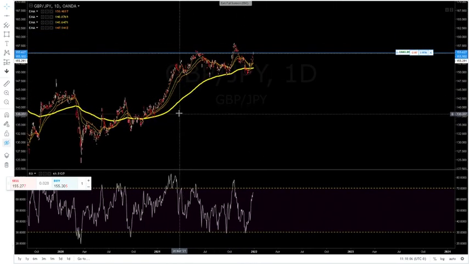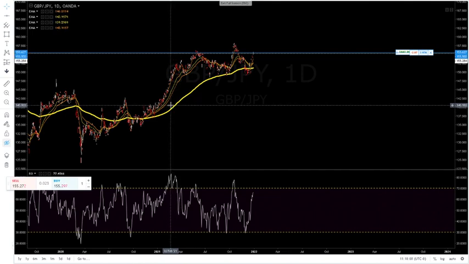All right, so here, we got a higher high, and then we have a lower high on the RSI. So hold on, higher high.